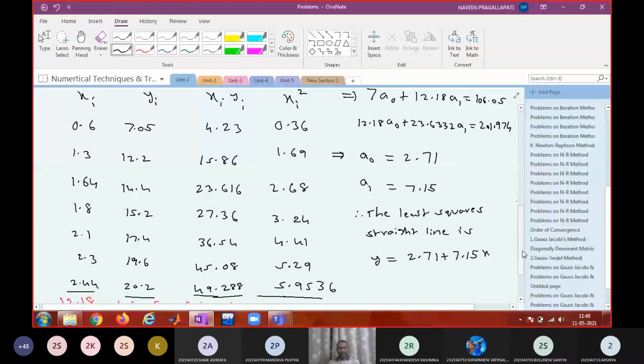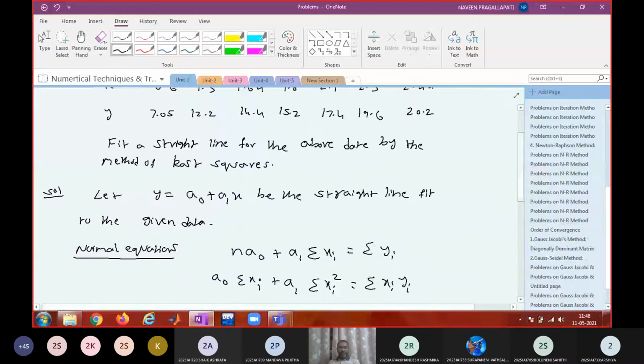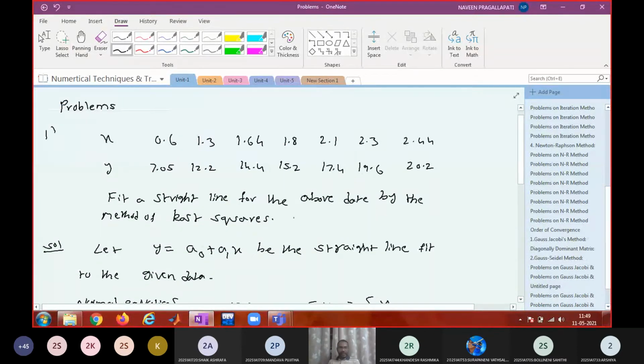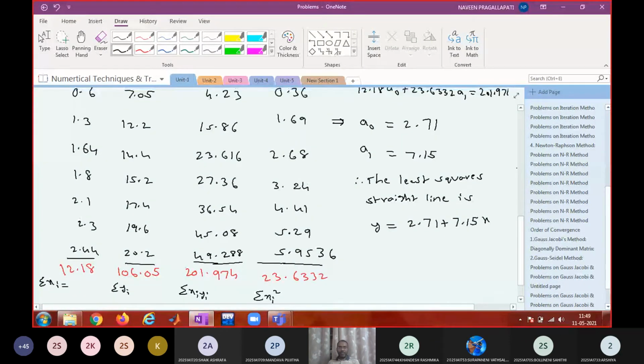Okay. Now, after finding this, sometimes you may be asked to also estimate, for example, y at 2.5. You may be asked to find the value of y at 2.5. Then what do you have to do? Simply substitute x equal to 2.5 in the equation and get the value.